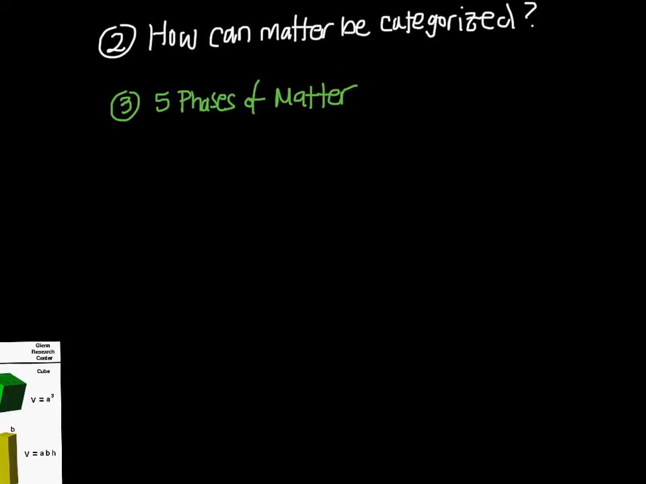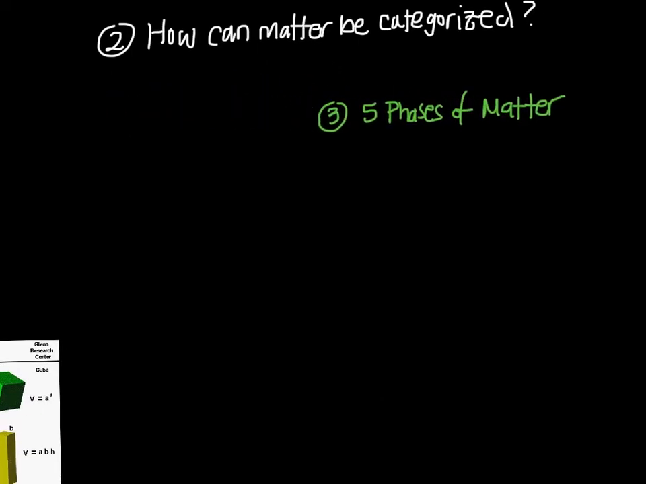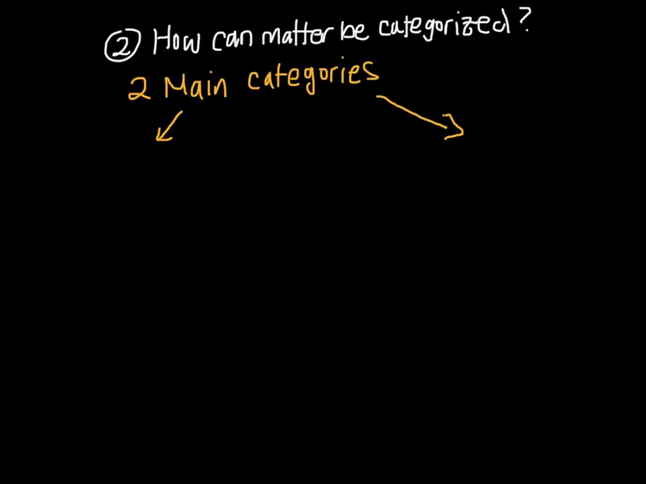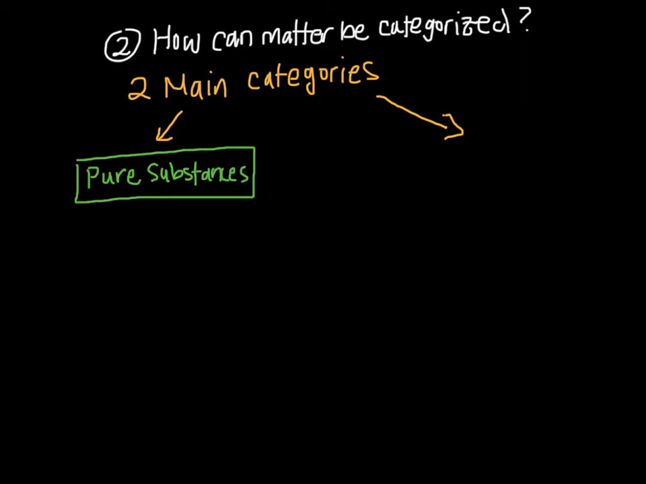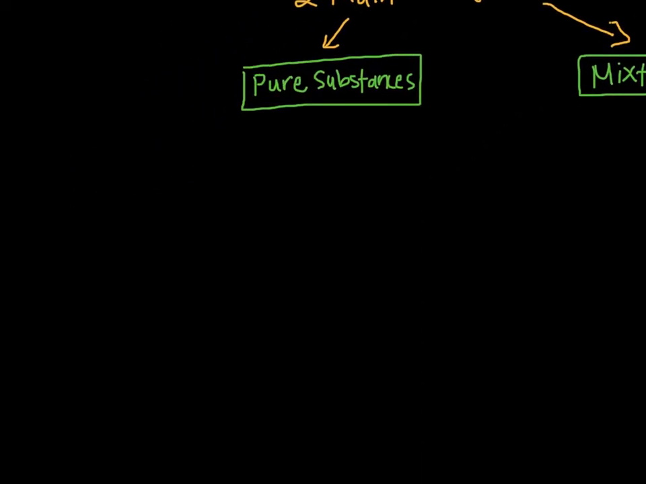All right, let's talk about the second topic. How can matter be categorized? There are actually 2 main categories to matter. The first category are pure substances. And the second category are mixtures. Let's talk about pure substances first.